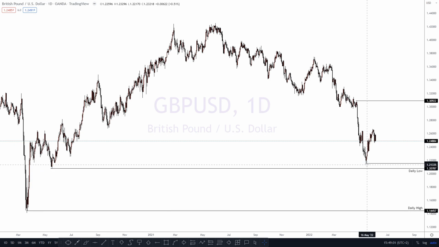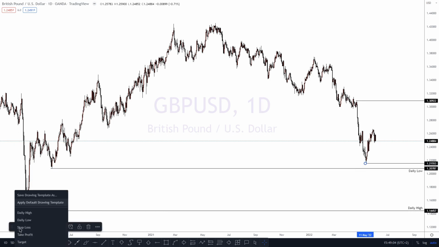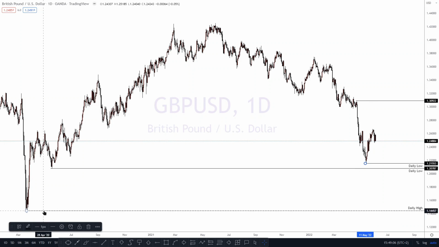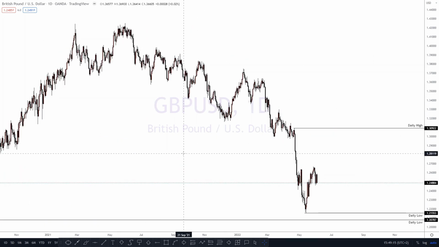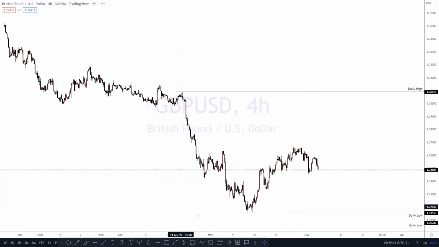Sorry about that. Remember our daily lows. I'm just gonna fix that one, and then this is our daily high. And as you can see, that's the only thing we can do on daily structure. So we move down to 4H, to try to understand what is happening here.